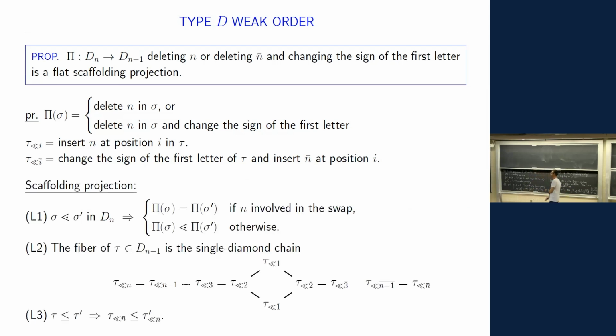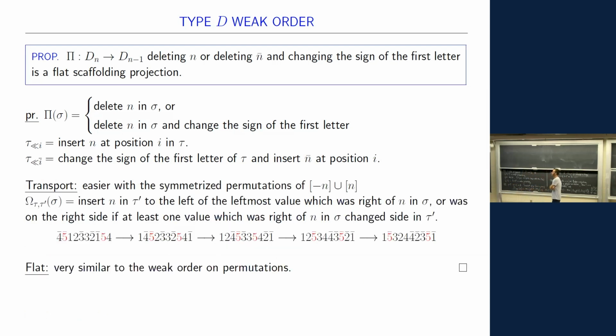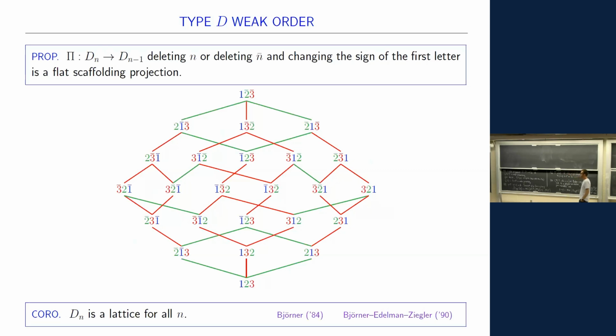So it is a scaffolding projection. We just explained that the fibers are single diamond chains. The rest is automatically projected. And the transport is essentially the same as the one we discussed for the weak order in type A. Essentially, n gets pushed to the left, except you have to be careful what happens when you pass the diamond. So this is essentially the same proof. Okay, so in particular, we proved that the type D_n weak order is a lattice.